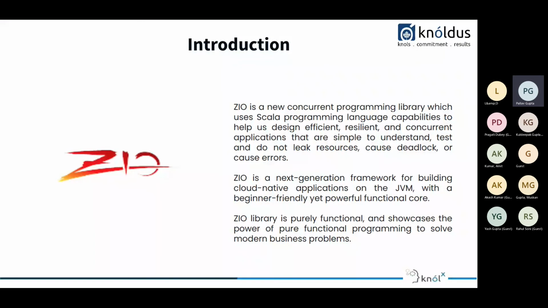ZIO is a next generation framework for building cloud native applications on the JVM with a beginner friendly yet powerful functional code. ZIO is built around a powerful data type called ZIO, which serves as the foundation of any ZIO application. ZIO is a library which works on pure functional programming and showcases its power to solve modern business problems. Now, when we are talking about pure functions.